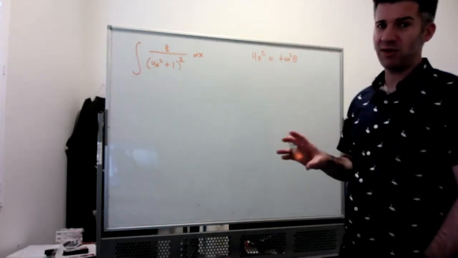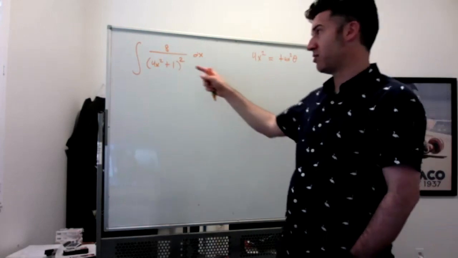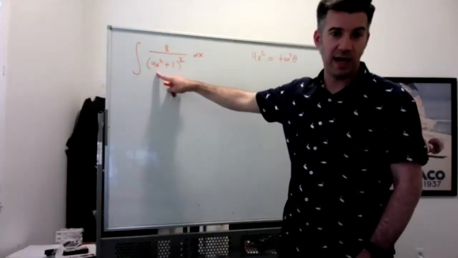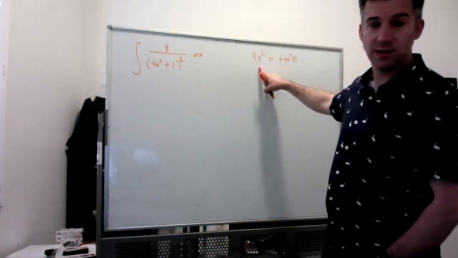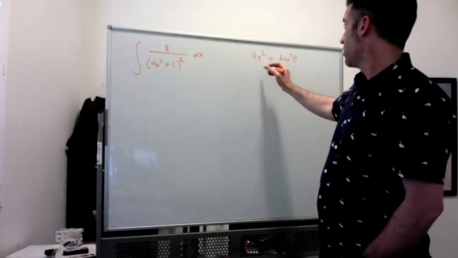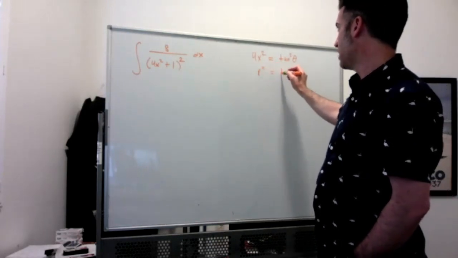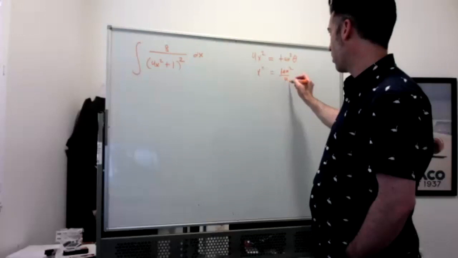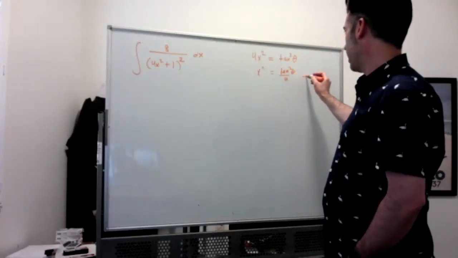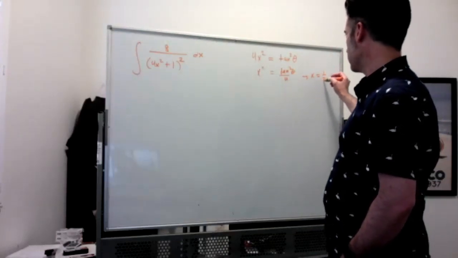I'm always just trying to be like, what do I need? What can I make equal to what so that I get my trig identity happening? So then I can solve for x. X squared is tangent squared over 4. So x is 1/2 tangent of theta.